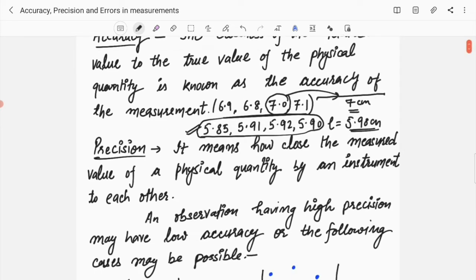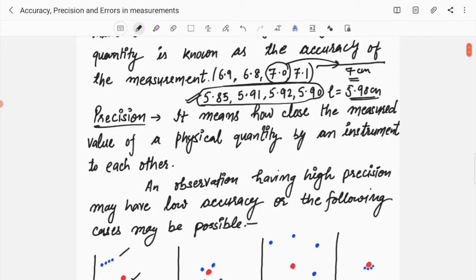Now come to the second one, precision. Precision means how close the measured values of a physical quantity by an instrument are to each other. It means whatever observations we are taking, they should be very close to each other, then they are showing high precision. It's not necessary that they should be near to the true value of the physical quantity. जितनी भी हम ऑब्जर्वेशंस ले रहे हैं ऑल शुड बी वेरी क्लोज टू ईच अदर, वो एक दूसरे के क्लोज होने चाहिए. ऐसा ज़रूरी नहीं है कि वो सारे के सारे आपके ट्रू वैल्यू के क्लोज हों.